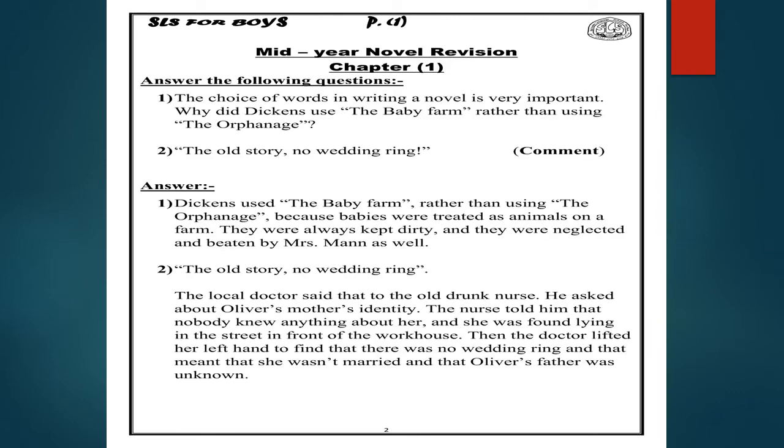Okay, now, question number 1, here we have the answers. Number 1, Dickens used the baby farm rather than using the orphanage because babies were treated as animals on a farm and they were always kept dirty and they were neglected and beaten by Mrs. Mann as well.